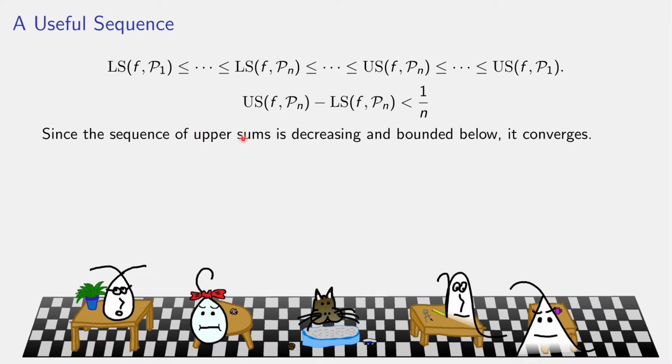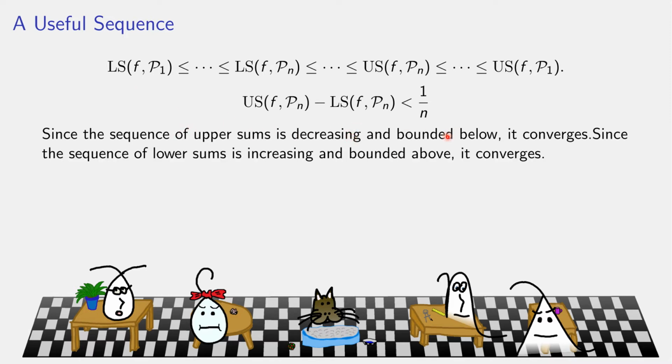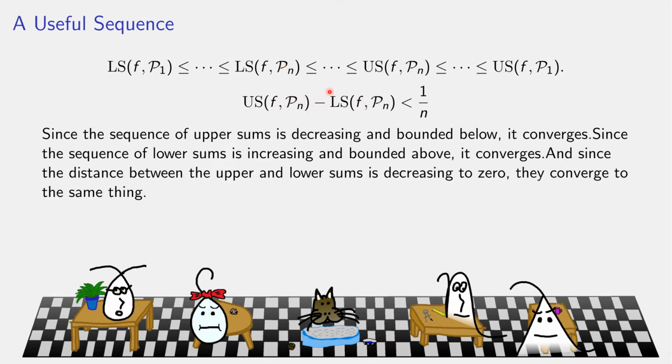So the sequence of upper sums is decreasing and bounded below. It's decreasing because these are refinements of one another. They're bounded below because all of the upper sums have to be bigger than or equal to each of the respective lower sums, which are all bigger than or equal to this first lower sum. So the upper sums have a limit. Similarly, the lower sums have a limit. But the difference between the upper and lower sums is less than 1 over n. So since this sequence has a limit and this sequence has a limit, but the distance between them is going to 0, they have the same limit.